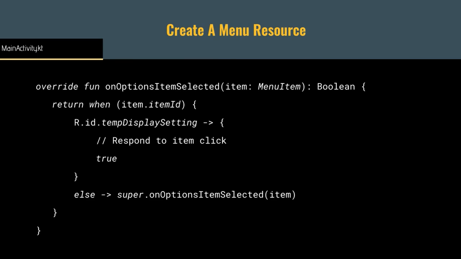Now, once a user has interacted with the menu, it'll call this method on our activity called onOptionsItemSelected, and it passes in the menu item that was selected. So in that case, we can use the ID of the menu item to determine whether or not we need to handle that. So in our case, we are going to respond to the item click if a menu item with the ID of temp display setting was clicked. If that is not the item that was clicked, we will defer to the super.onOptionsItemSelected implementation.